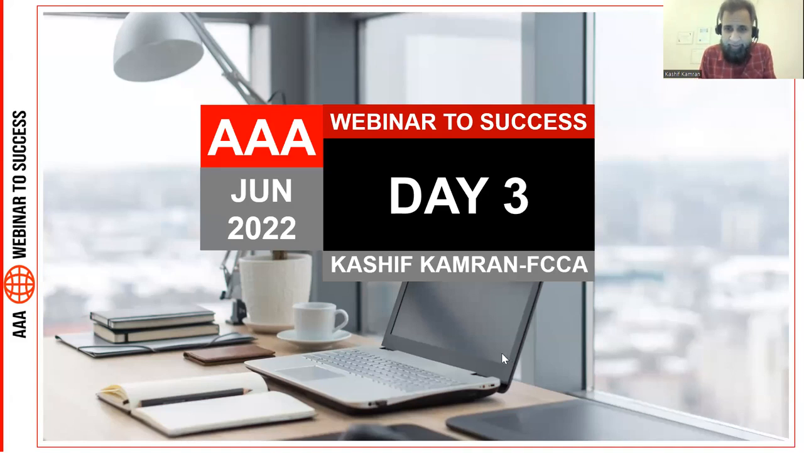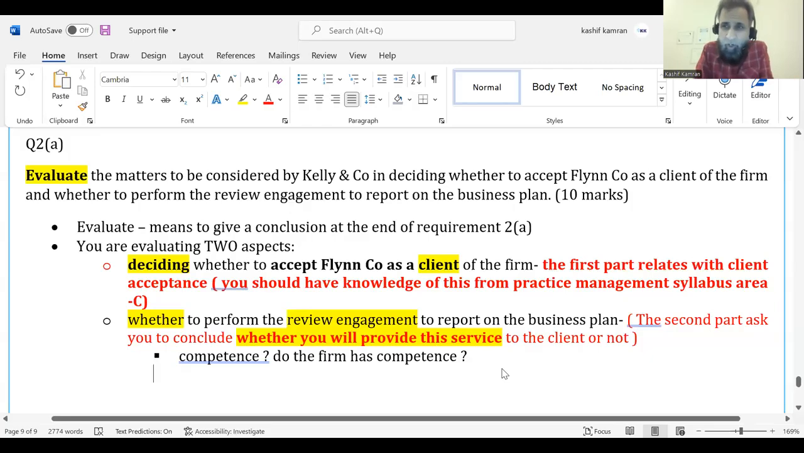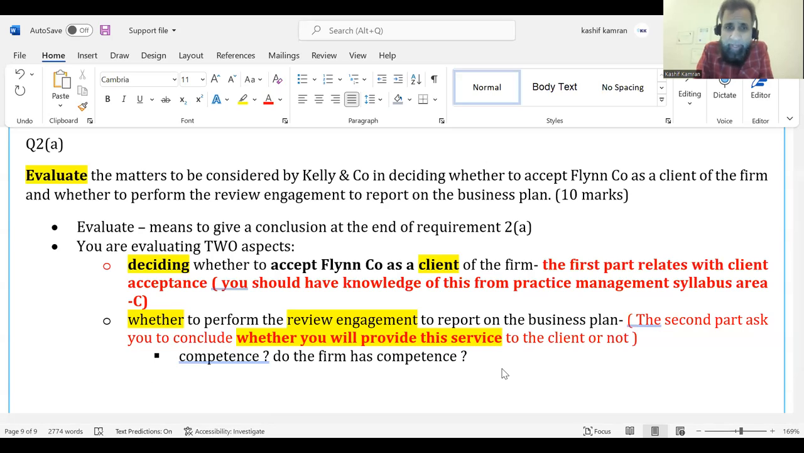Now, at the time we got disconnected, I was discussing with you the question number 2A of the September-December 21 exams, which is right in front of your screen now. And we were discussing the parameter of accepting a service from a client, whether that is a new client or an existing client, but the concern factor is accepting a service. And now, whenever you are accepting a service in exam context from a new client or an old client, the very first thing you need to look at is your limiting factors.